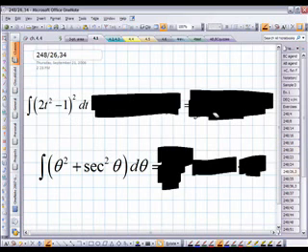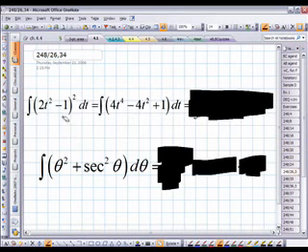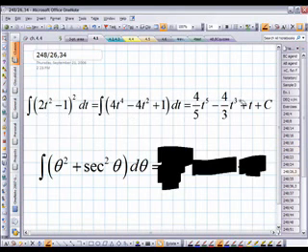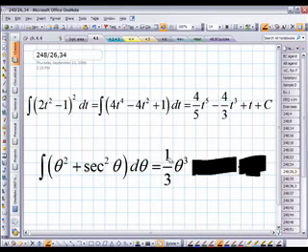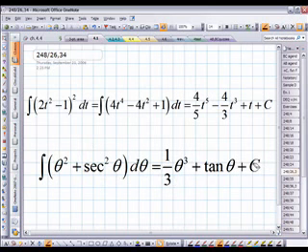Okay, more examples. For this one, you have to distribute first. You can't integrate the way it is now. So you've got to multiply the whole thing out, FOIL it, and then integrate term by term, and you get to here. For this integrand, we're integrating with respect to theta, so you just use the power rule. So we have 1/3 theta cubed. Over here, you have to recall the derivative of tangent is secant squared. Therefore, the antiderivative of secant squared is tangent, and you have plus c again.